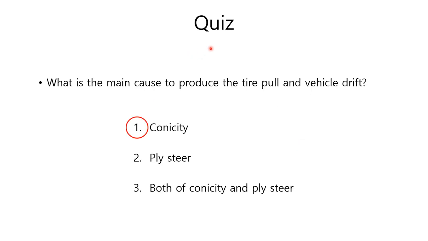Let's find the answer to the quiz. What is the main cause to produce the tire pull and the vehicle drift? The answer is number one, conicity.